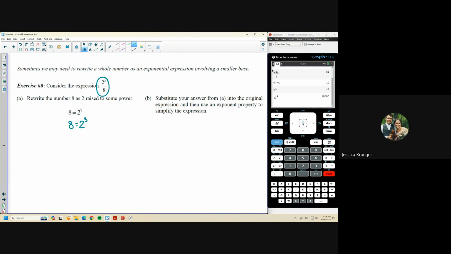So now I can rewrite my original answer as 2 to the x over, and instead of 8, I'm going to replace it with what it's equal to, 2 to the third. And now I can rewrite this using subtraction in my exponent. So 2 to the x minus 3 power.